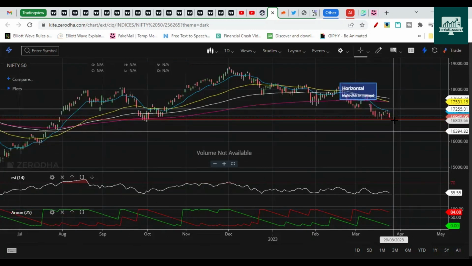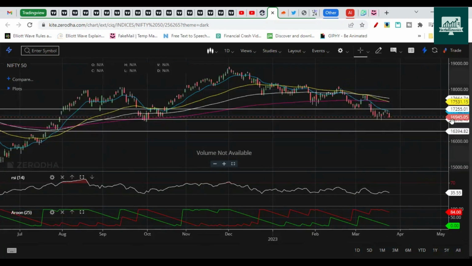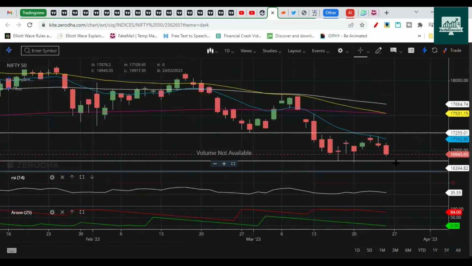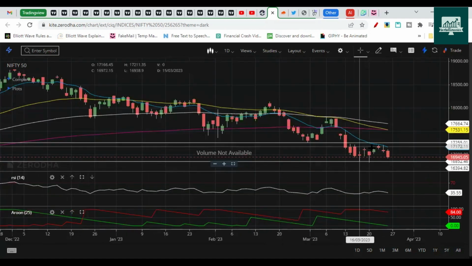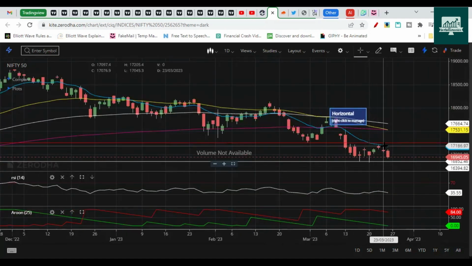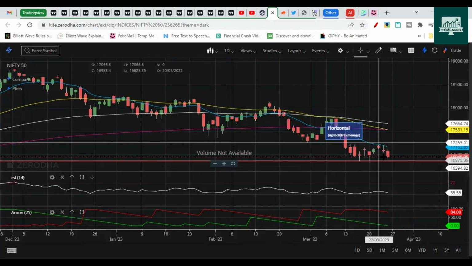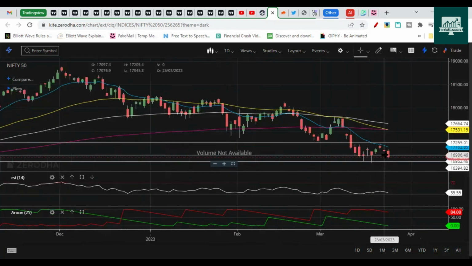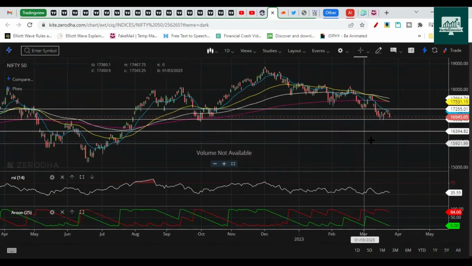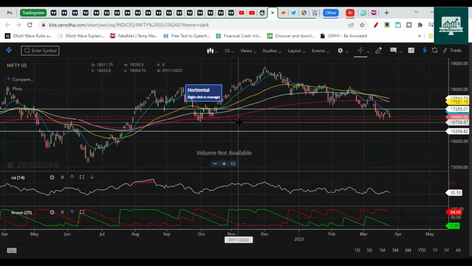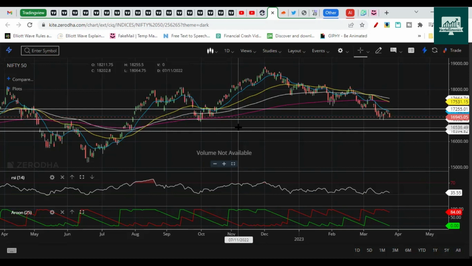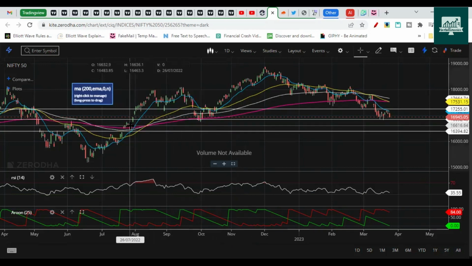Here you can see there is a major support near 16,850. From there we bounced two times. On this day also we bounced back. The trend is still bearish as long as Nifty stays below 13 EMA, and if this major support gets broken, Nifty will have a hard time to recover. It will directly touch 16,750 first, and then on the downside 16,700 is what we can expect.